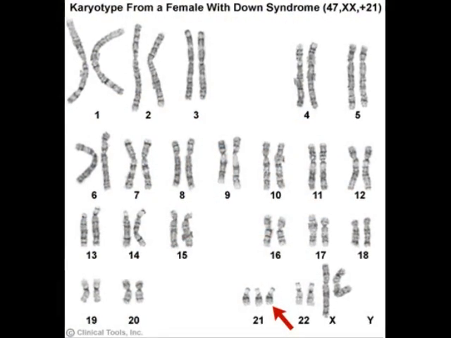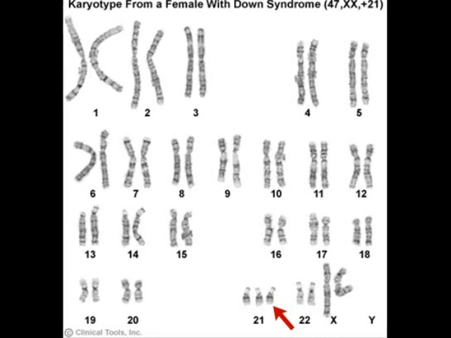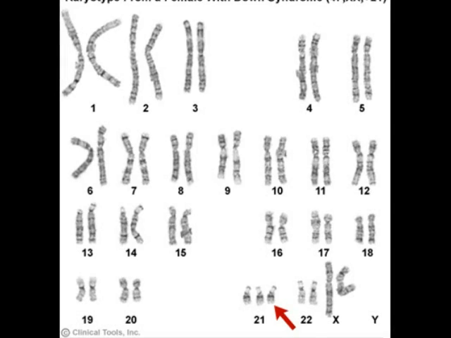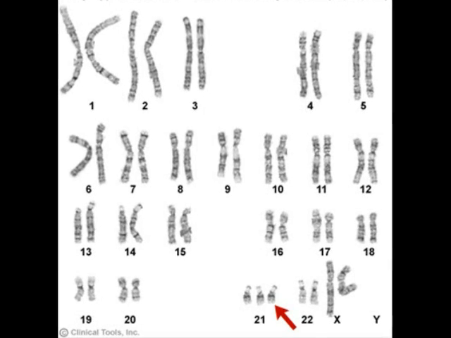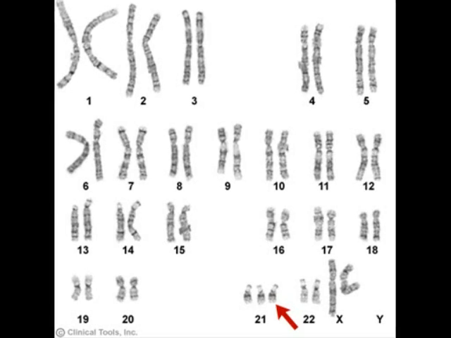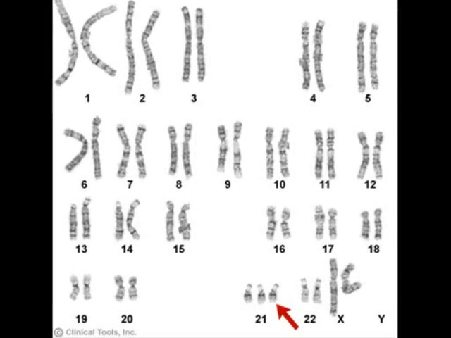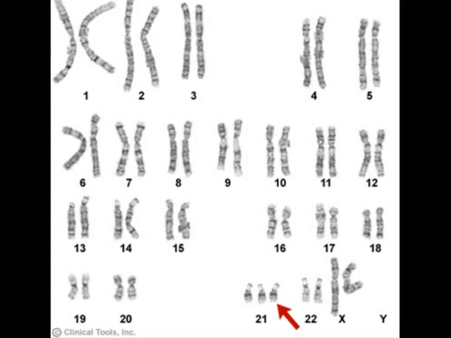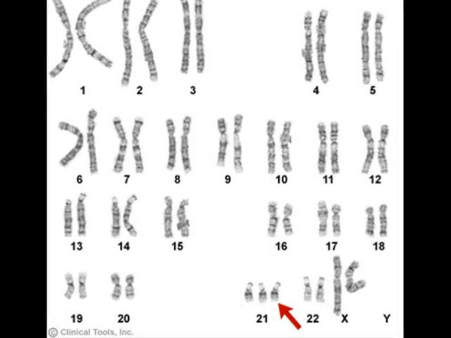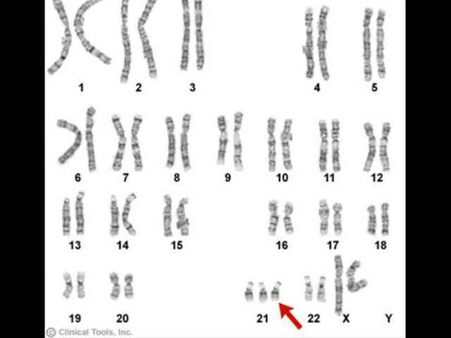Pattern of inheritance. In most cases of Down syndrome, passing on the condition to offspring is uncommon. However, there is a small chance for this syndrome to happen in future pregnancies. It is related to maternal age. For example, the older the mother is, the higher the risk of having a child with Down syndrome. But that is not always the case.